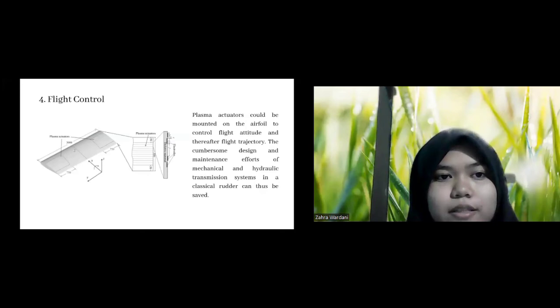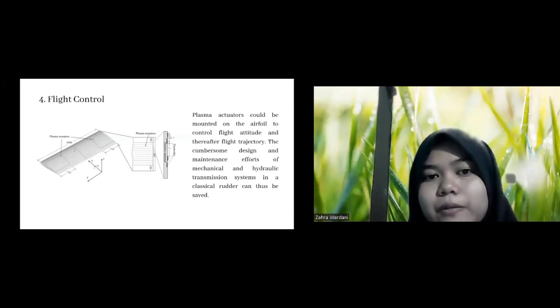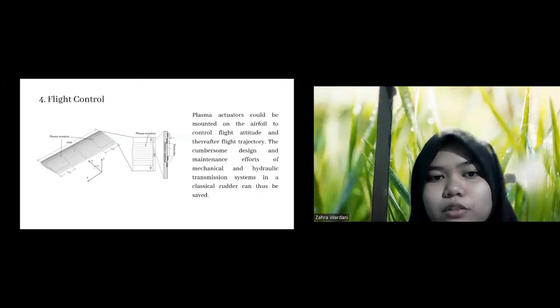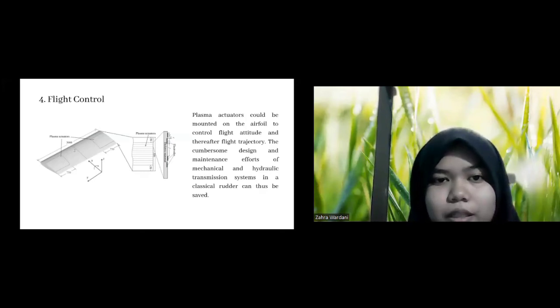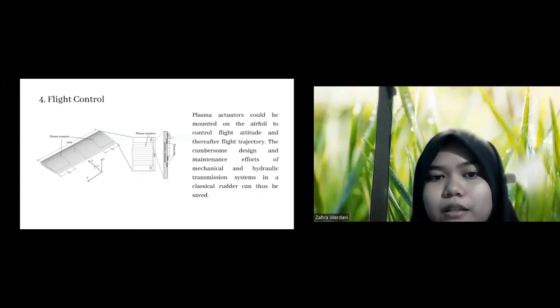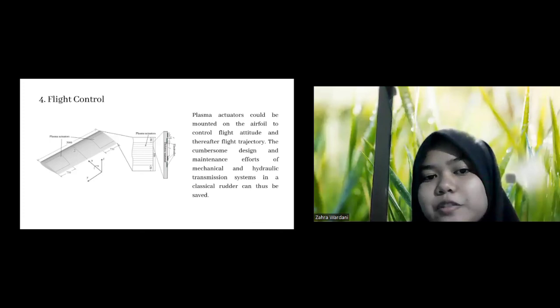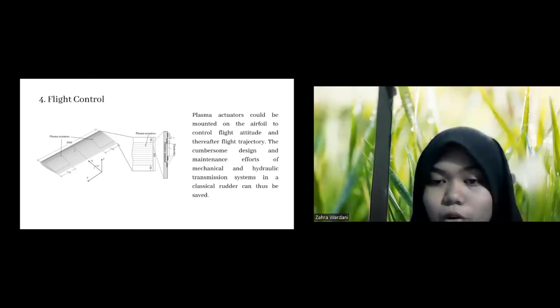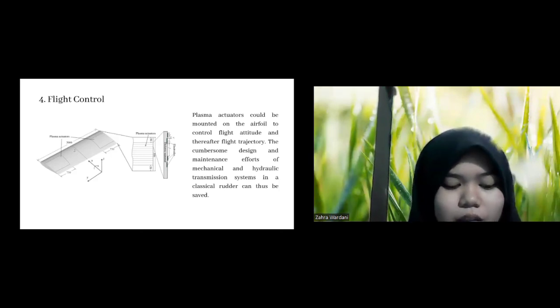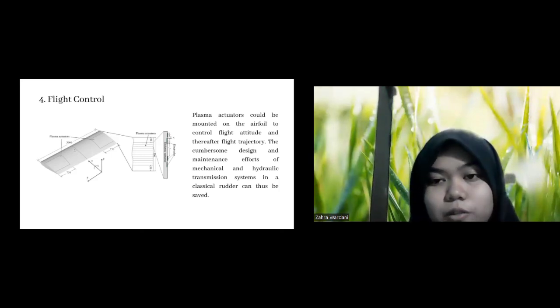And the last is flight control. Plasma actuators could be mounted on the airfoil to control flight attitude and thereafter flight trajectory. The cumbersome design and maintenance efforts of mechanical and hydraulic transmission systems in a classical rudder can thus be saved. On the other hand, the whole flight control strategy should be reconsidered, taking account of the characteristics of plasma actuators.